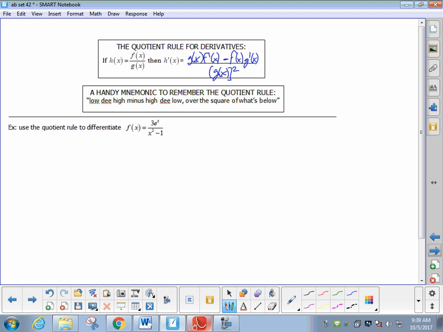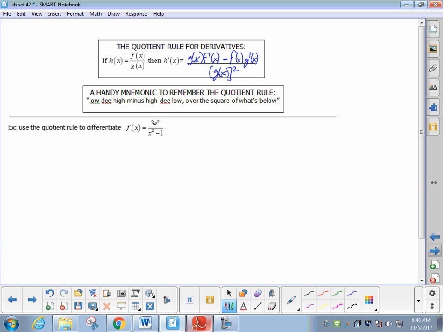Now, the most common error is people get the top mixed up. If you get the top mixed up and you say high d low minus low d high over the square of what's below, it doesn't rhyme. So if you're saying it and it doesn't rhyme, then you did this part wrong. Let's try using it in action.